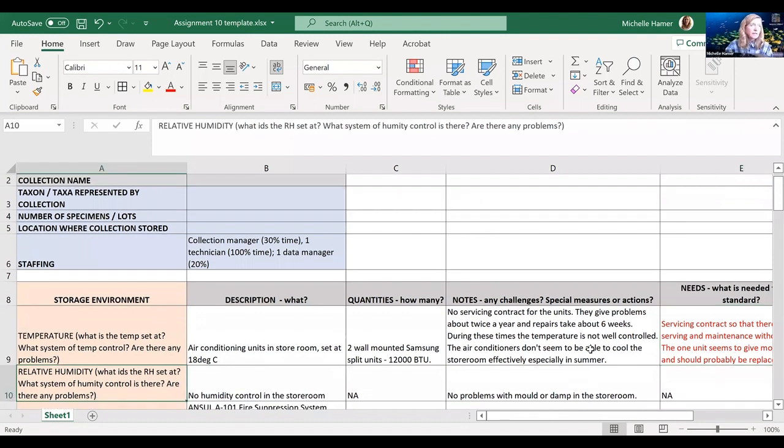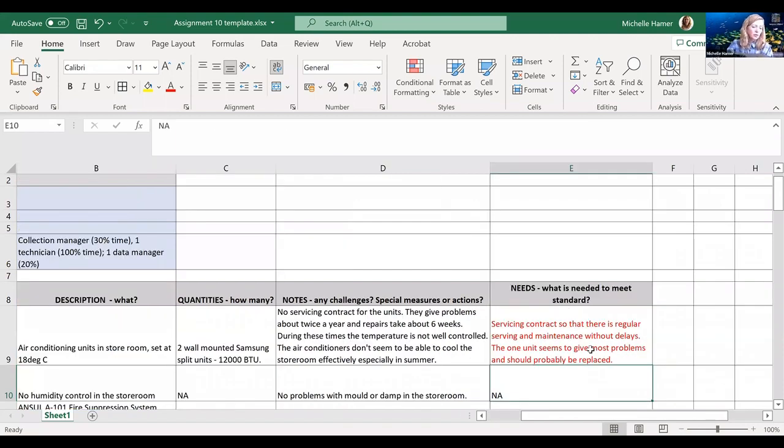The humidity control in a wet collection is not a massive risk. So if you have no specific humidity control, it's not a massive risk apart from mold. If you get mold growing on everything, it can affect the seals on bottles. It just makes the place look quite dirty. It can be unhealthy. But if you don't have any mold, then it's probably not a big issue. So for this, I said there's no problems with mold or damp, but there's no humidity control.